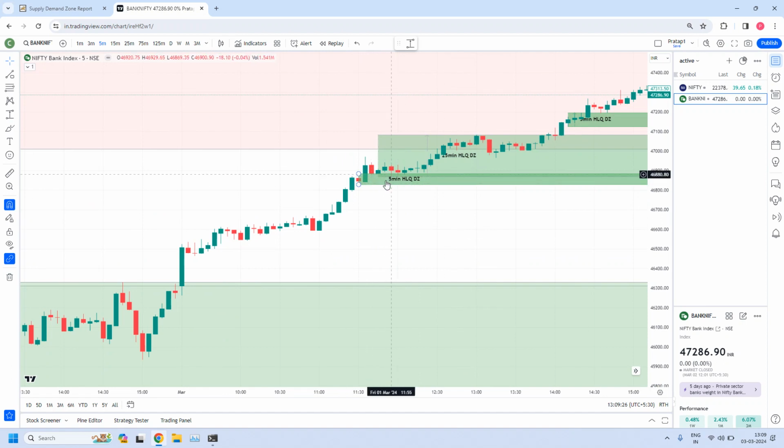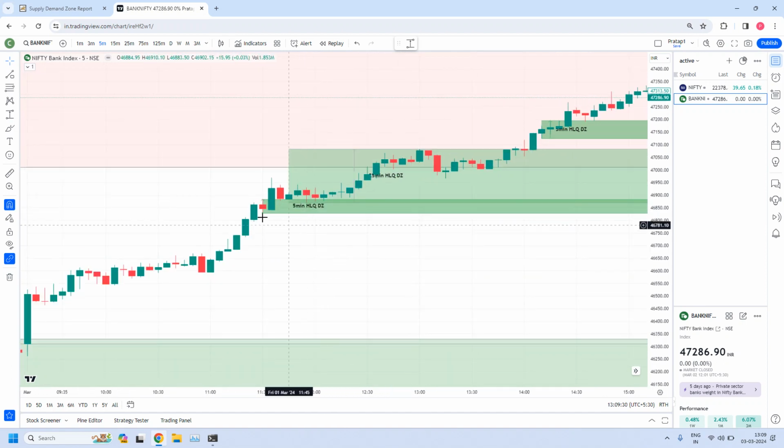So here this is the real order flow. The 5 minutes high liquidity is the real reason. Earlier we drew the 15 minutes, that is a normal demand zone. But why we have shown interest is rejections from that 15 minutes area. But actually this 5 minutes is the real reason, which is a high liquidity zone.